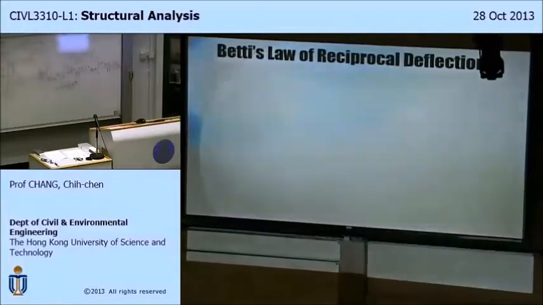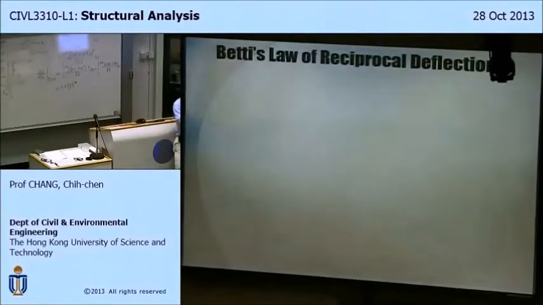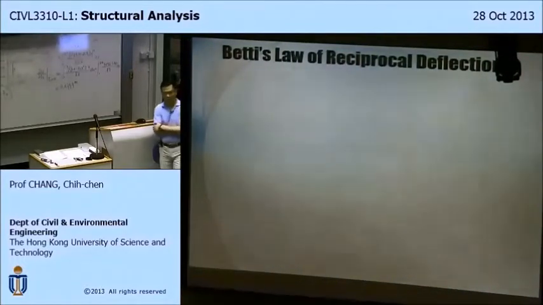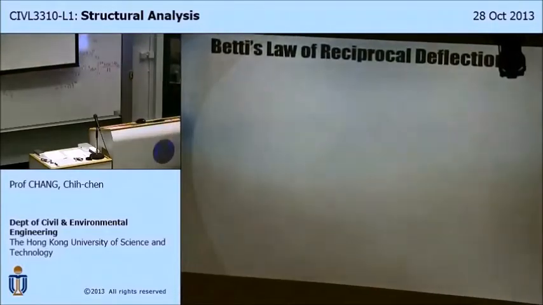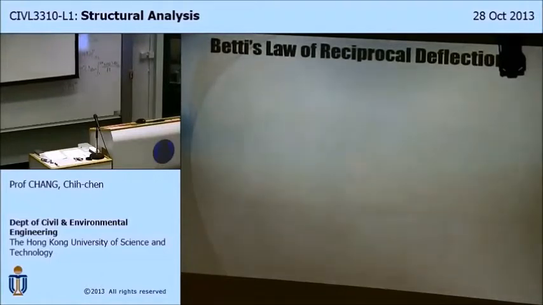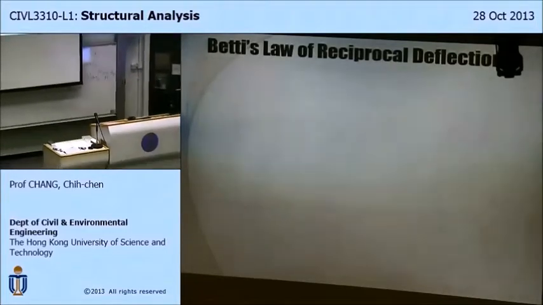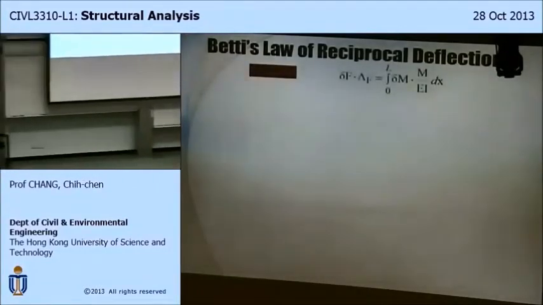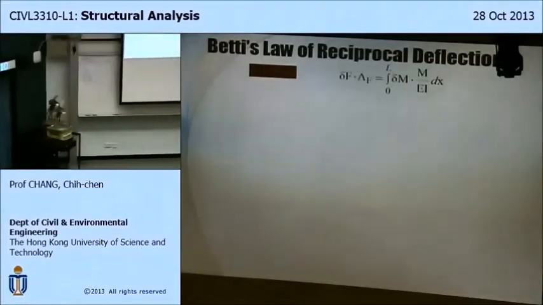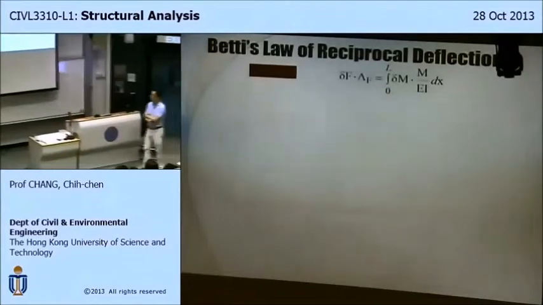Okay, let's look at some concepts which are very interesting. It's called Betti's Law of reciprocal deflections. Betti's Law, for short. So what is Betti's Law? So let's take a look at this. Betti's Law can be set up from virtual work principles.